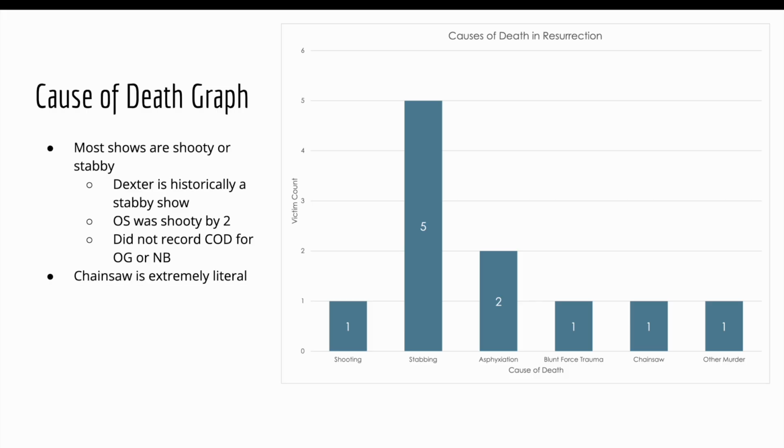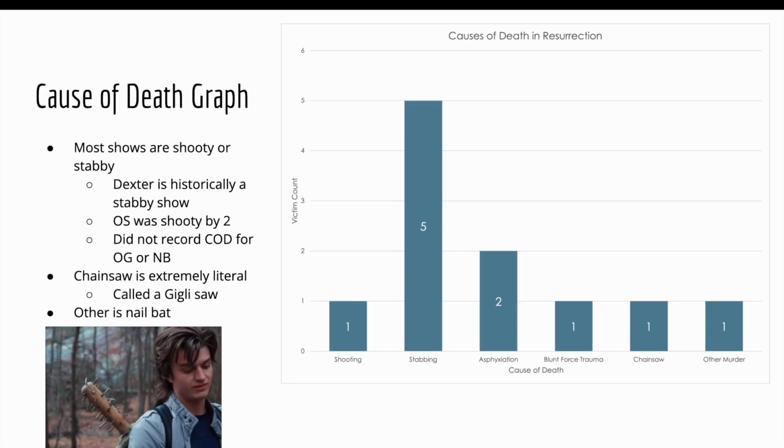Also, the chainsaw category is extremely literal, as it was a literal chainsaw. It's called a giggly saw. They mentioned that in an episode. Asphyxiation and blunt force trauma are pretty self-explanatory. Asphyxiation, I'm using interchangeably with strangulation, just cutting off air. Blunt force trauma, hitting someone. The other, however, is a nail bat, and this was the one murder that Charlie committed. I can only describe it by saying it was like the nail bat in Stranger Things. That's what it looked like.